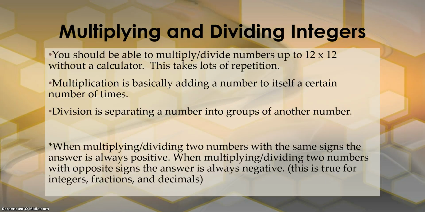Now, when multiplying and dividing two numbers with the same signs, the answer is always positive. When you're multiplying or dividing two numbers with opposite signs, the answer is always negative. This is true for integers, fractions, and decimals.